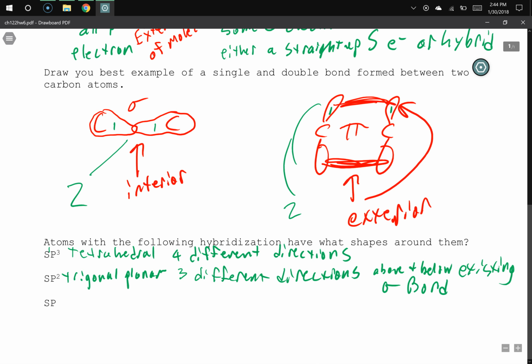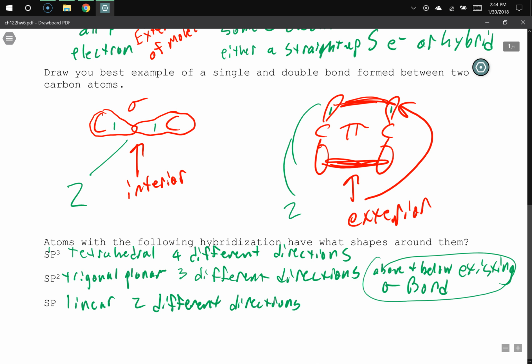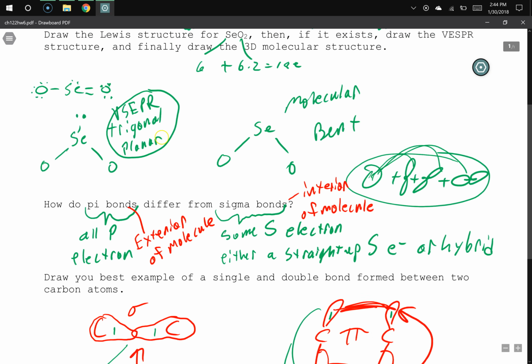And the sp? Linear. And this is 2, and again, same situation here, above and below, and then in the front and in the back for the other 2 p electrons. Okay.